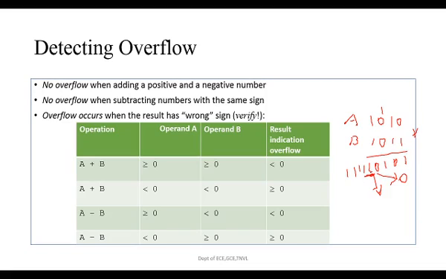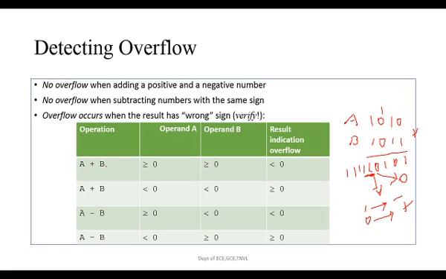If it is a negative number, the most significant bit is 1. If it is a positive number, the most significant bit is 0. The sign bit is 1 for a negative number and 0 for a positive number. Now see here, this is the operation and this is operand A. We are performing the operation on two operands, operand A and operand B, and this indicates the result indicating overflow. So see the first row, that is A plus B.